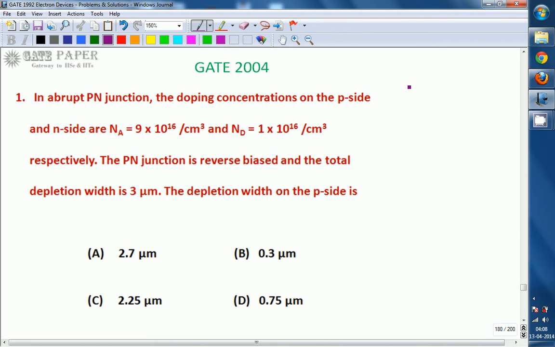Hello, we are discussing the GATE 2004 ECE paper, and the topic is related to electronics.